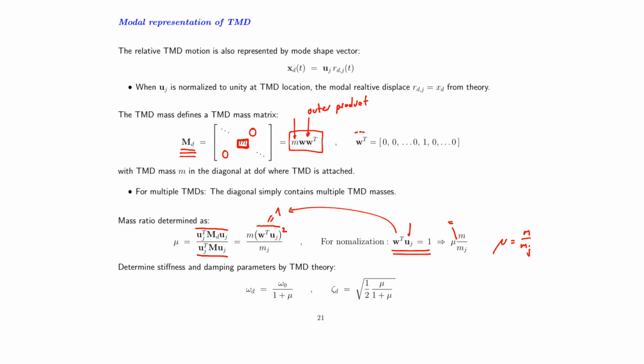Like this. So once we have the mass ratio for a given mode, we can calculate the corresponding viscous parameter by the optimal zeta relation, and this will give us C, and we can find the optimal stiffness from the expression for the optimal frequency.